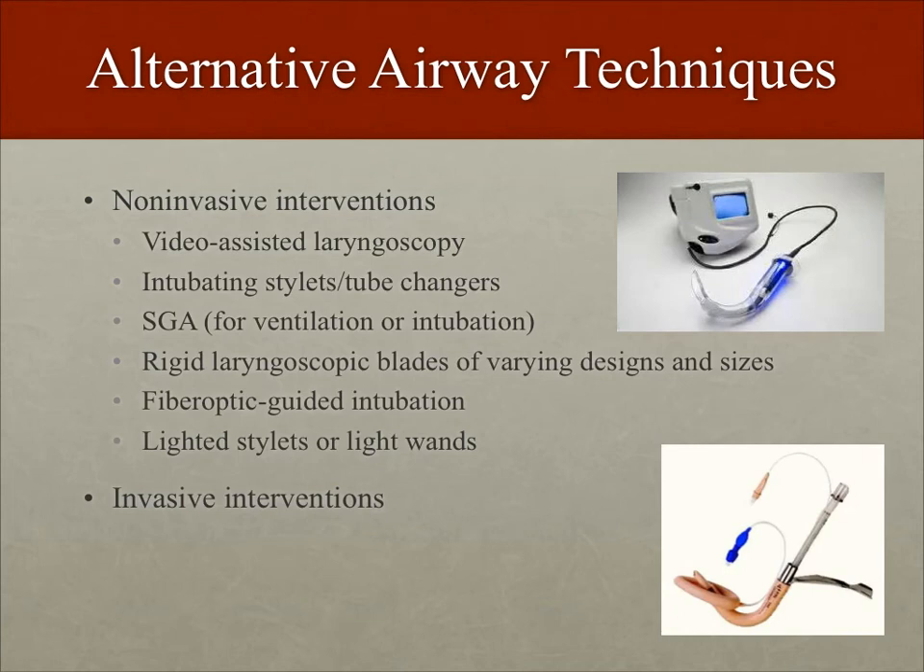Some of the non-invasive alternative approaches to intubation include video-assisted laryngoscopy, intubating stylettes, supraglottic airways for ventilation or intubation, fiberoptic intubations, and lighted stylettes or light wands. Invasive interventions include cricothyrotomy, jet ventilation, and retrograde intubation according to the algorithm. The latter has really fallen out of favor in actual practice.